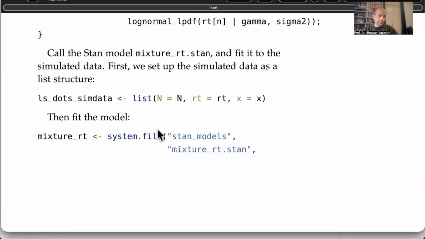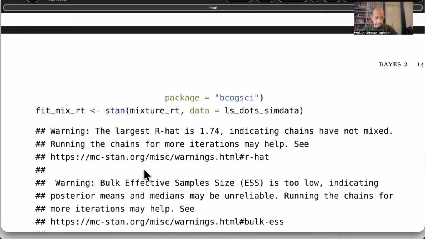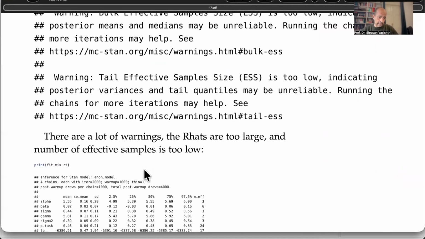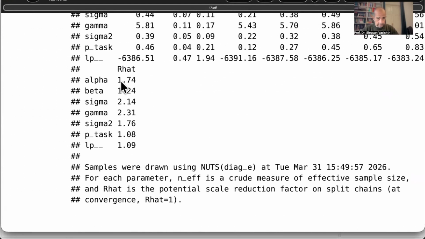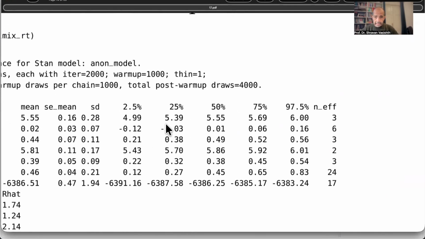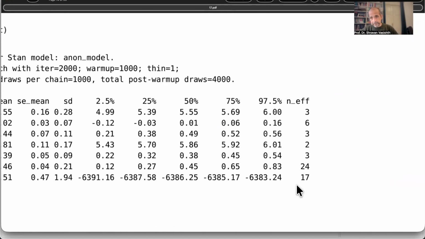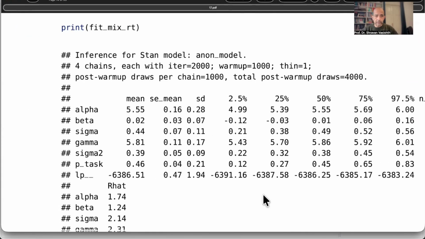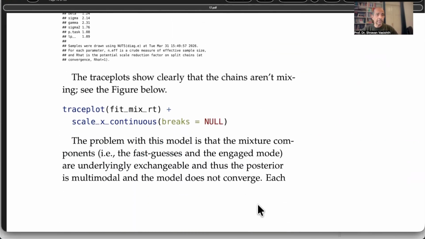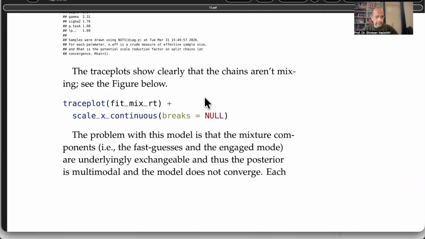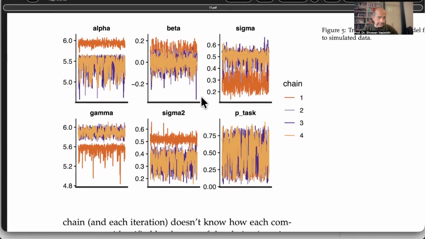So we fit the model, and unfortunately for us, we get a whole bunch of warnings. The model is pretty horrible in the sense that the R hats are all over the place, and the number of effective samples is ridiculously low. You cannot ignore all this. You have to deal with it. If you look at the trace plots, the chains are not mixing. You don't have fat hairy caterpillars. It's a total mess.